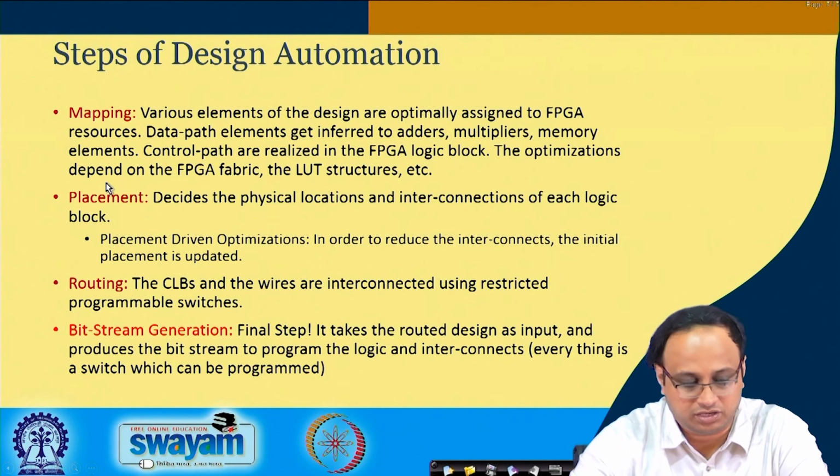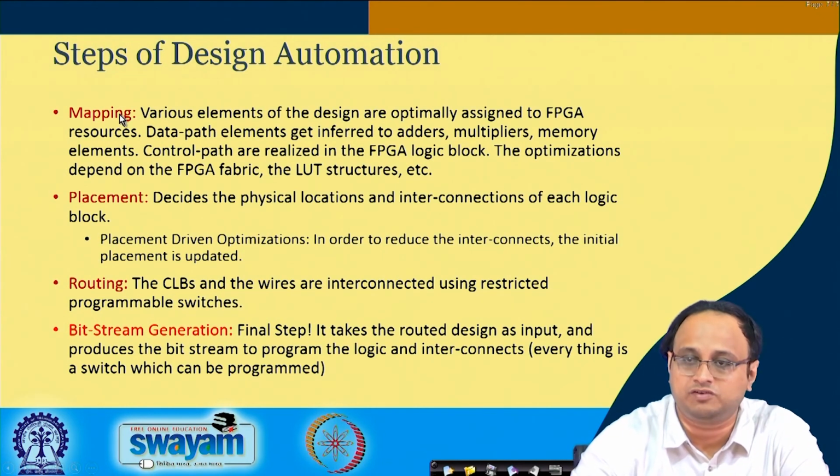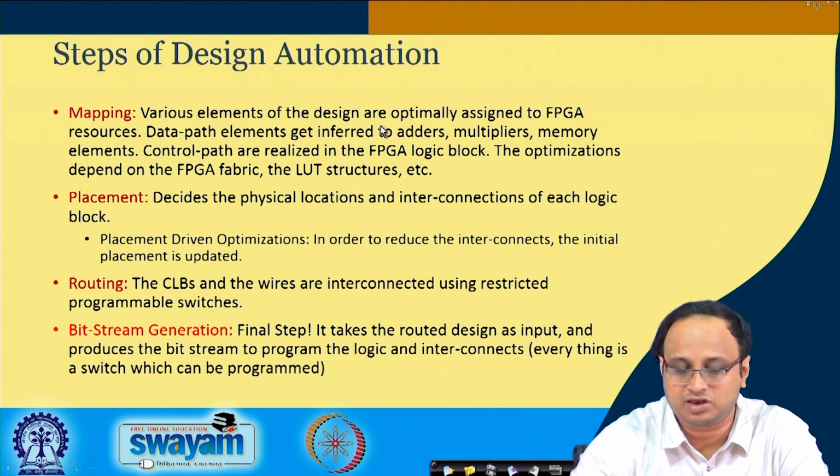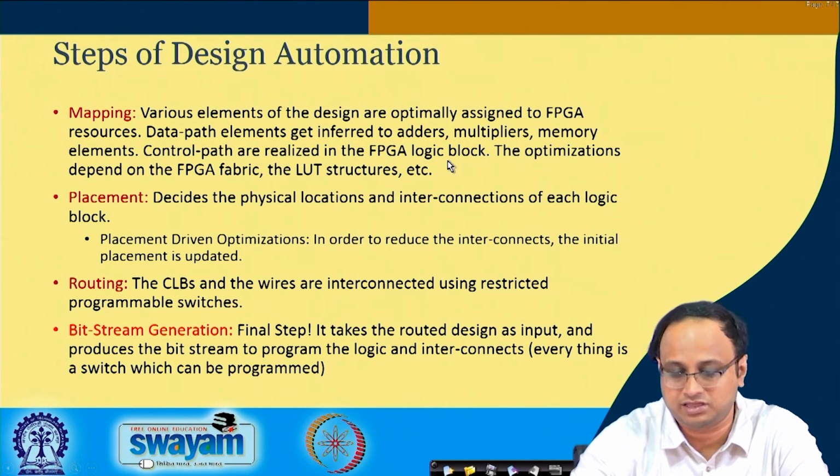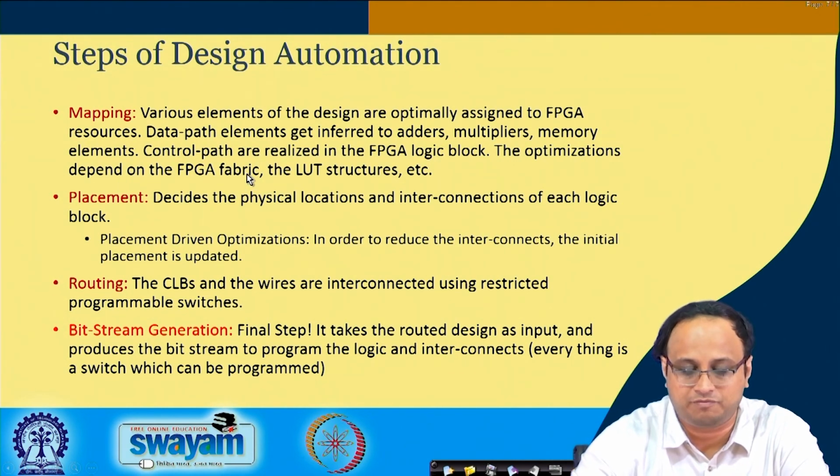On the other hand, the next steps are more specific to the FPGA, where you do a mapping. Mapping is where you take various elements of the design and optimally assign them to FPGA resources. Typically the data path elements get inferred to adders, multipliers and memory elements, and the control paths are realized in the FPGA logic blocks often. Okay. The optimizations often depend on the FPGA fabric, like the LUT structure, like whether it is for 4 input LUT and so on.